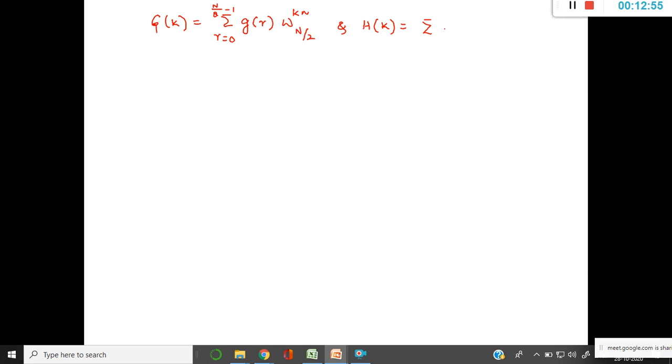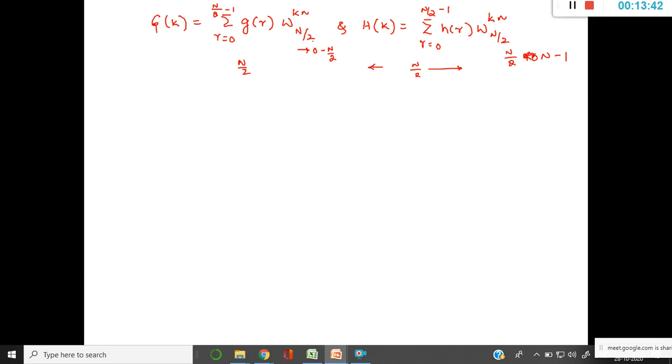where H of k is equal to the summation of h of r into W_{N/2}^{kr}. So r is once again 0 to N/2 minus 1. Here we have G of k, the 0 to N/2 point DFT, and H of k will give you the values of N/2 to N minus 1. So that's one N/2 point DFT and one more N/2 point DFT, right?